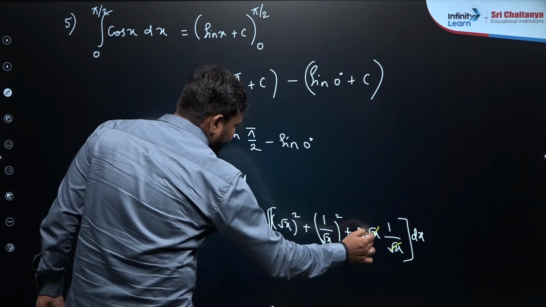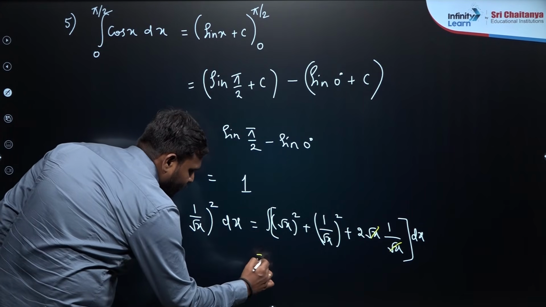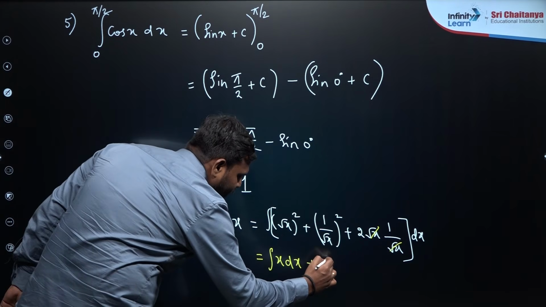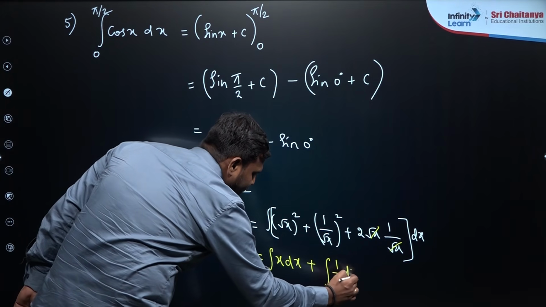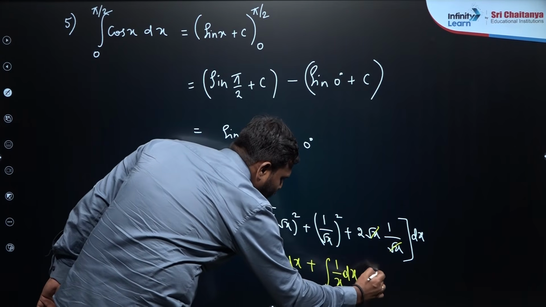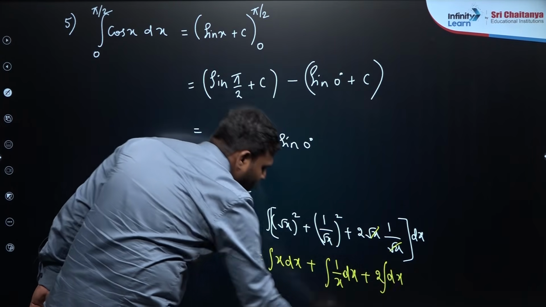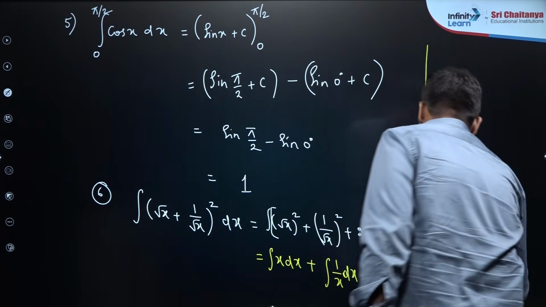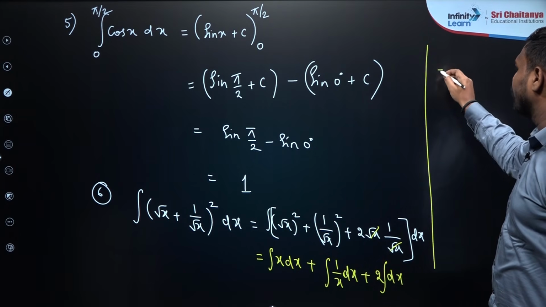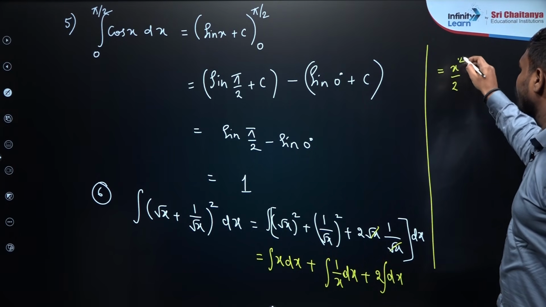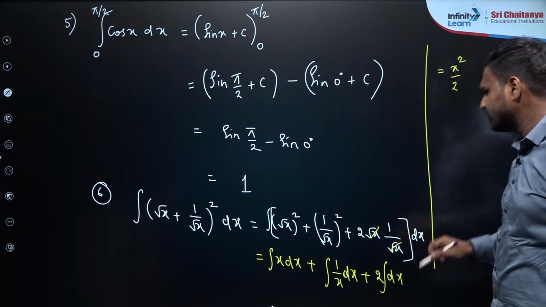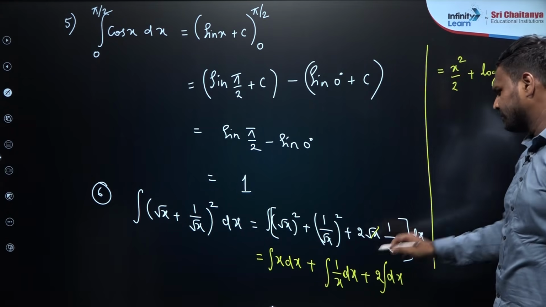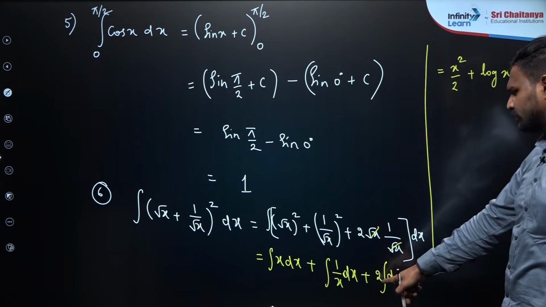Now you can perform the integration. So in 2ab, a and b will cancel out. Root x square, that is x dx, plus 1 by root x square, that is 1 by x dx, plus 2 dx. Okay. So x power 1. What is the integration of x power 1? Correct. x square by 2. Next, 1 by x. What is the integration of 1 by x? Good. Log x.